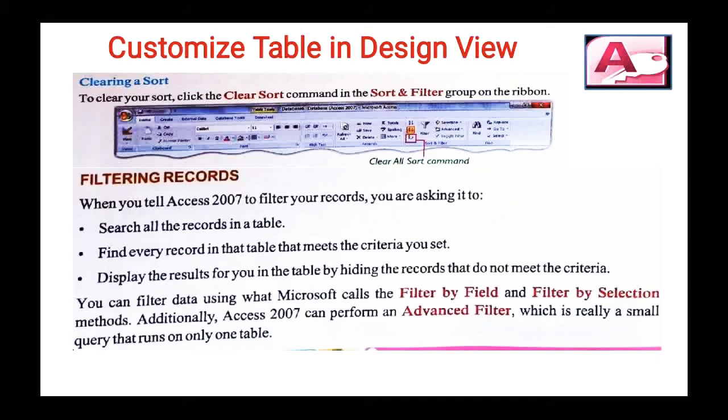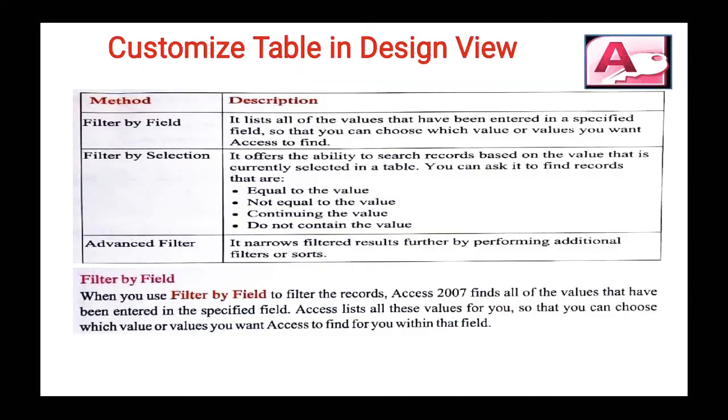Filtering records: it searches all the records in a table, finds every record in that table that meets the criteria, and displays the result in the table by hiding the records that do not meet the criteria. Filter by field: it lists all the values that have been entered in a specified field so that we can choose which value or values Access should find.